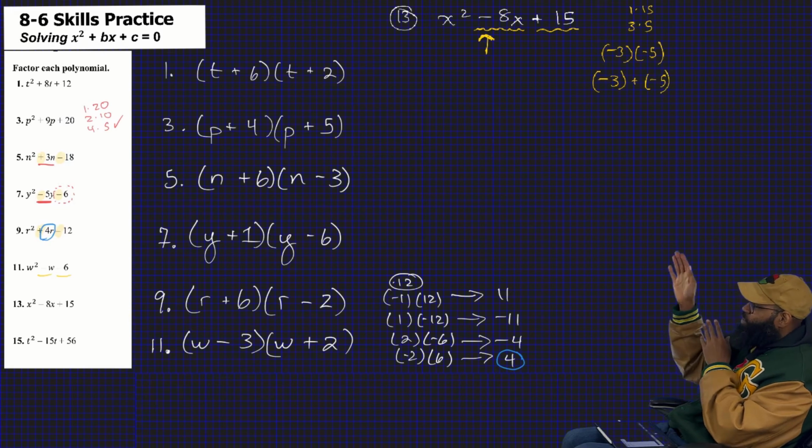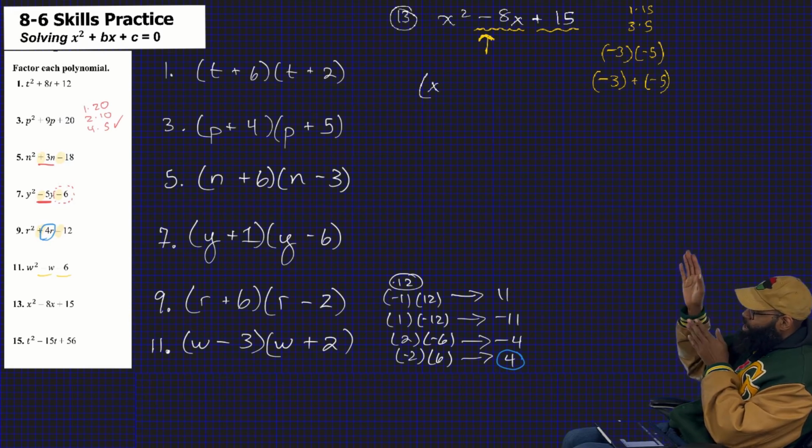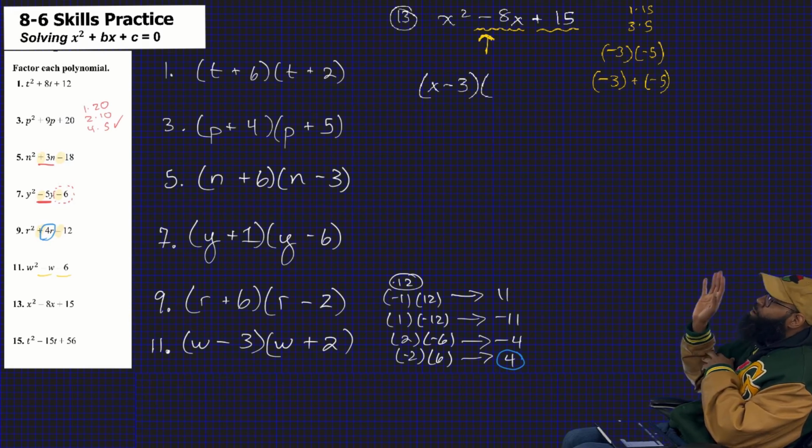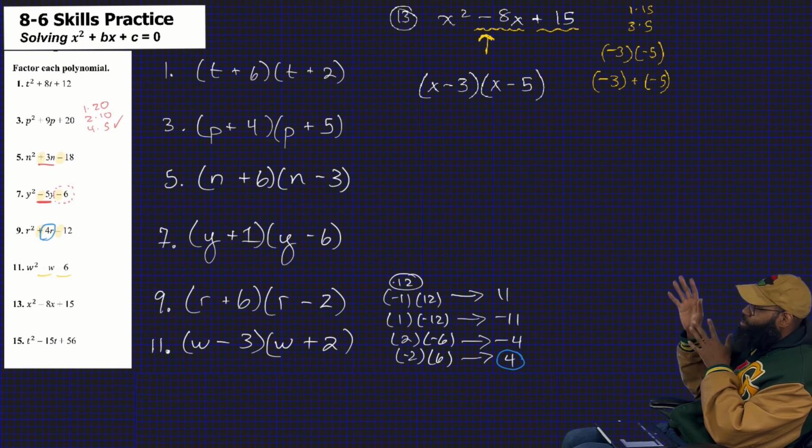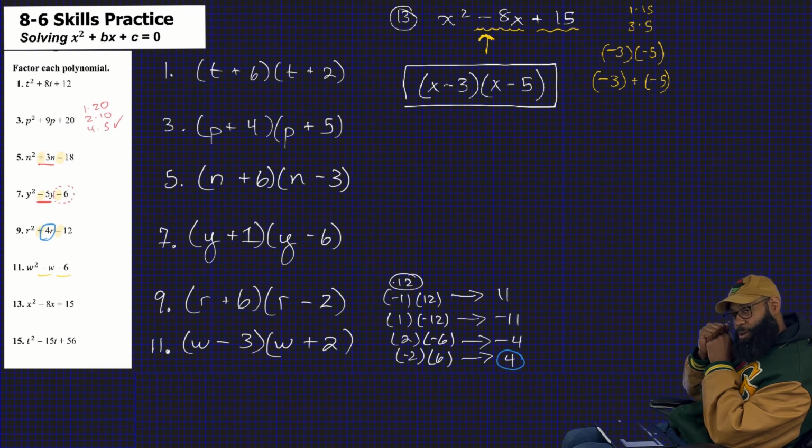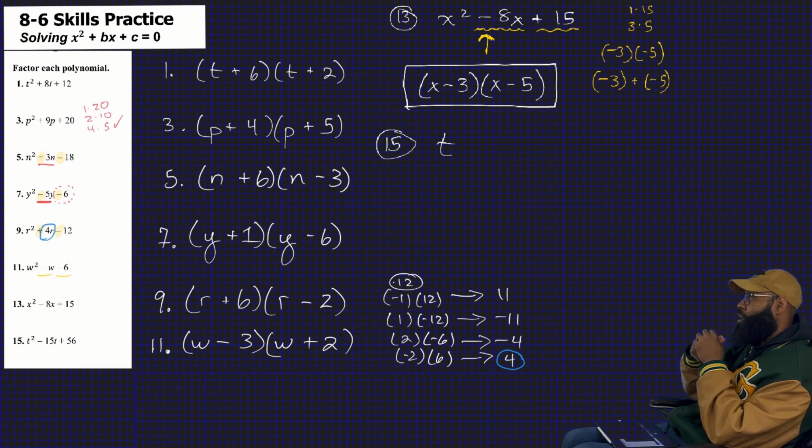So that's the first time I think I've shown it like that, where the negative times the negative gives me positive 15, but the negative 3 plus the negative 5 gives me negative 8. And that's our middle term. So there it is. Got my answer. And again, feel free to check.